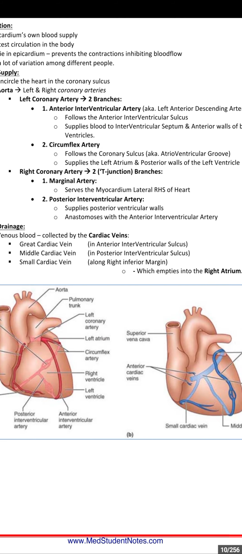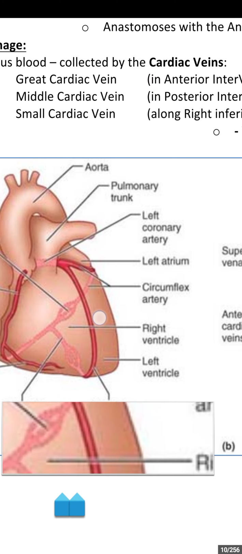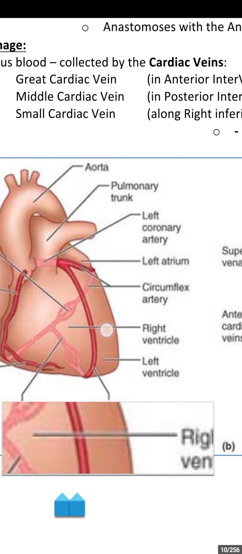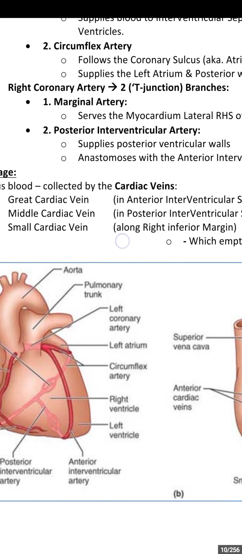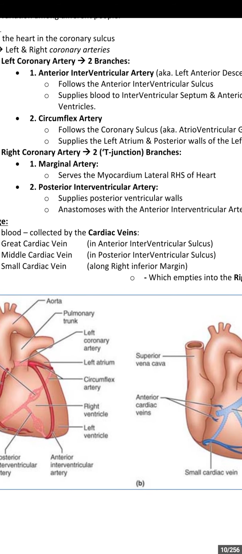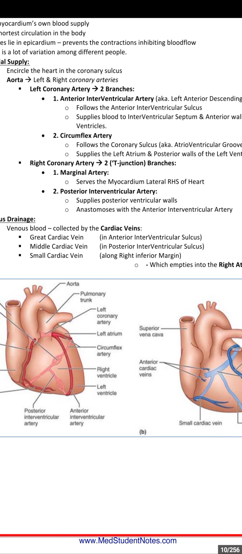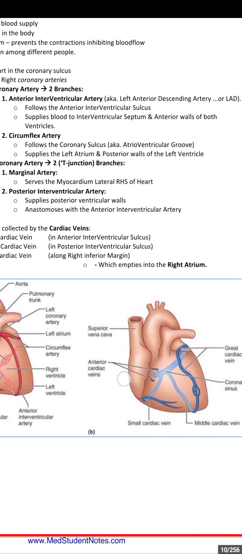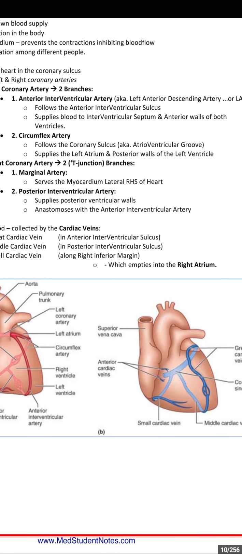It follows the anterior intraventricular sulcus. This portion contains the anterior intraventricular sulcus. The artery is grooved inside the anterior intraventricular sulcus. The next point is that it supplies blood to the interventricular septum and the anterior walls of both ventricles.